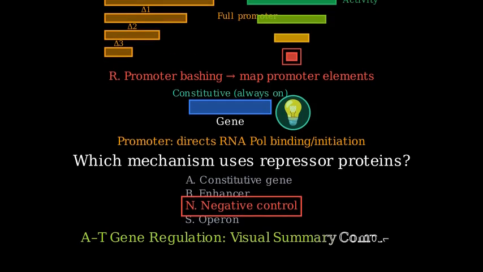Great job! You've seen A through T with visuals: promoters and TFIID, enhancers, and CpG islands, methylation, histone variants, and remodeling, operons, polycistronic mRNA, negative control and attenuation, riboswitches, and RNA interference, splicing choices, cAMP and allosteric enzymes, temperate phage, and promoter bashing.